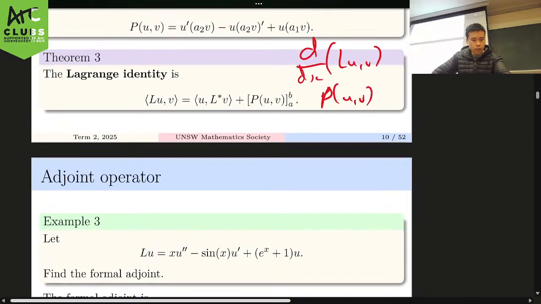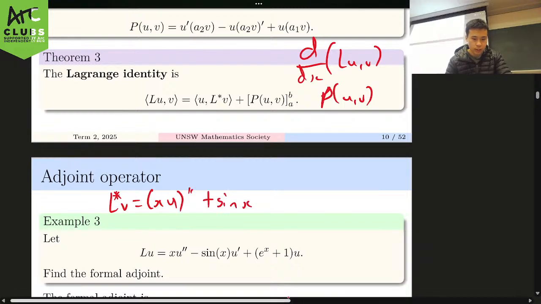Okay, so let LU equal to this, find the form of the adjoint. So what you recall is L star V is equal to... we're going to put brackets around like that. Essentially this one we don't touch, and this one just turns into a plus. That's essentially what we're going to do. So let's work through the algebra for this.